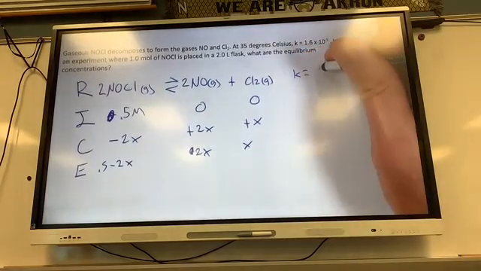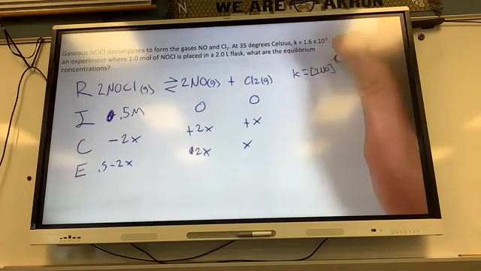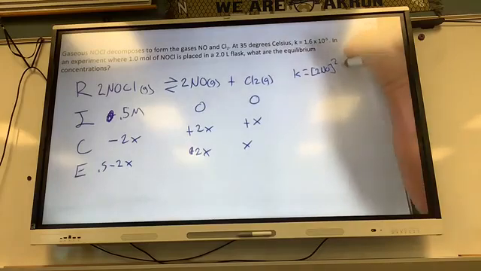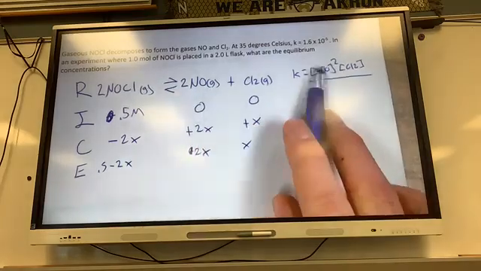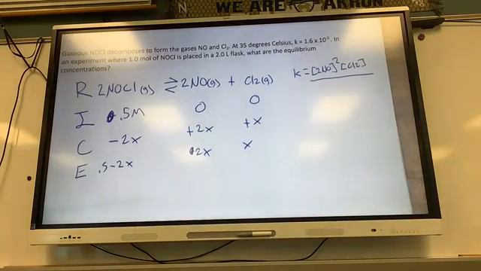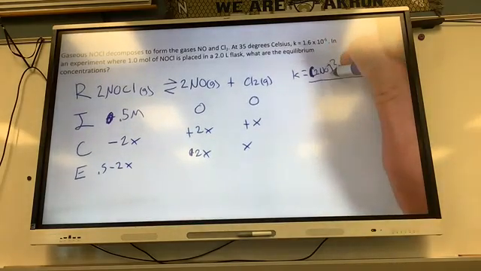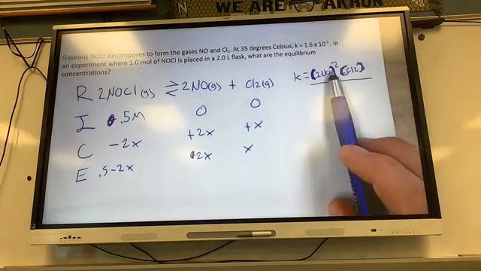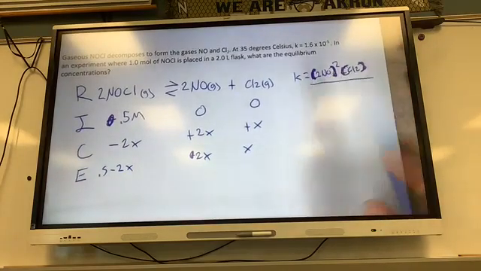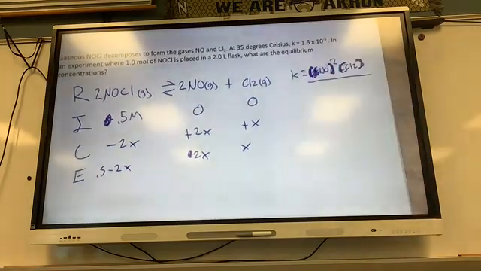K equals the concentration of NO squared, agreed? Times the concentration of Cl2. Wait, why is it squared? Because you always still raise it to the coefficient. And you know what? These should be parentheses. See, I almost lost a point. Would you put a 2 out in front then? Of the NO? It's 2NO inside. And then it's 2. Oh, wait. No. It'd just be NO squared. Good call. It'd just be NO squared.